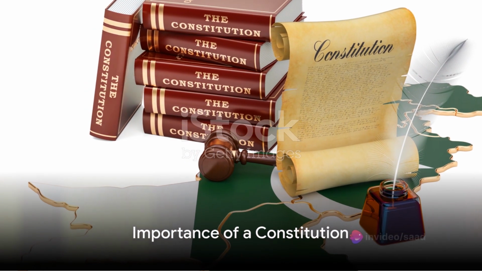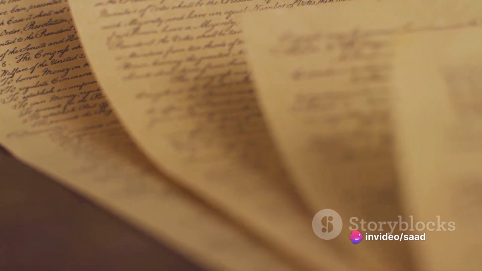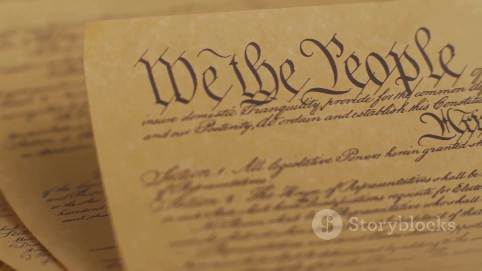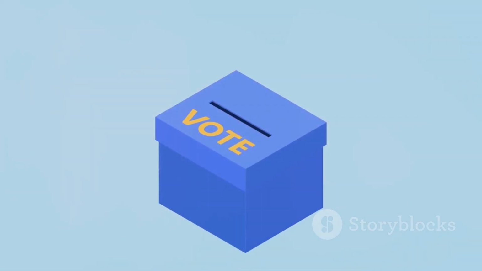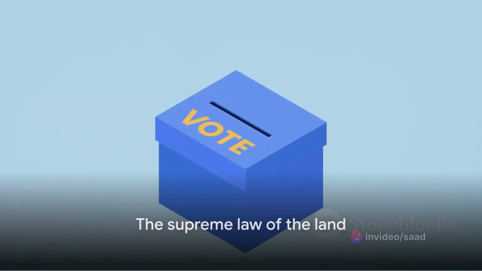Why does a country need a constitution? Why is it so crucial? Well, it's because a constitution lays out the fundamental principles, structure, and operations of a state. It serves as the foundation of the legal and political system, providing a framework for governance, democracy, and the protection of individual rights and freedoms. In essence, it's the supreme law of the land.